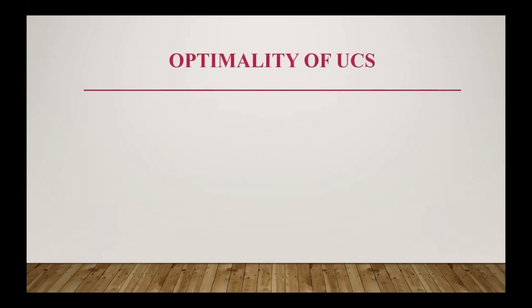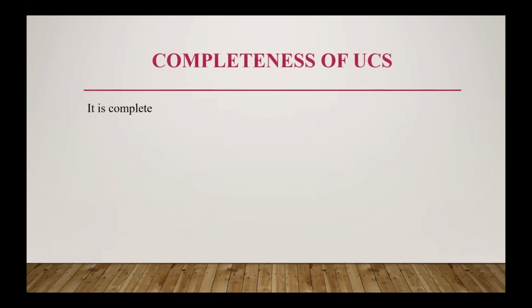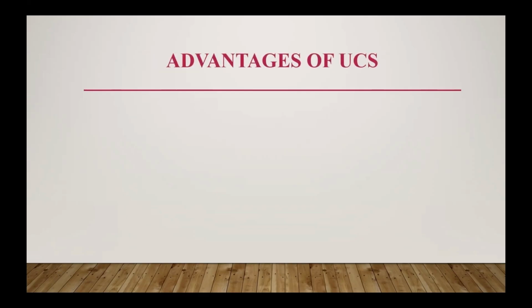Then we have to check whether it is optimal or not. It is always optimal, because it only selects the path with the lowest cost. So it is optimal. Next is completeness. It is complete, meaning that if there is a solution, then this search strategy will definitely find the solution. Next, we have to know the advantages of the searching algorithm.